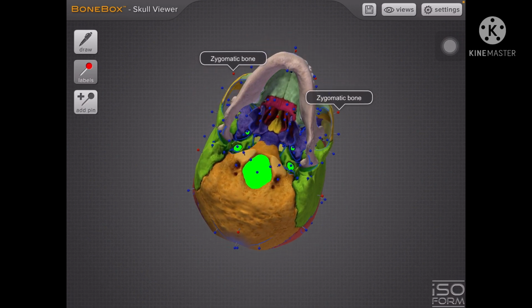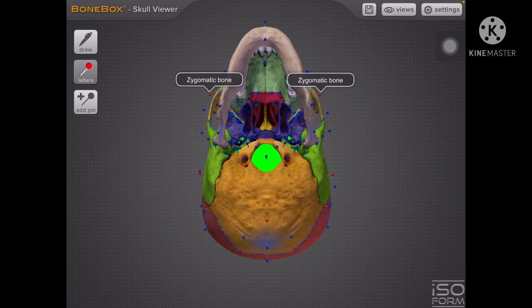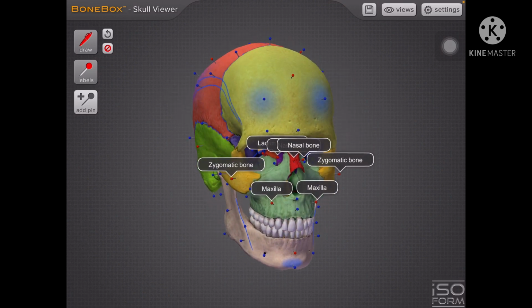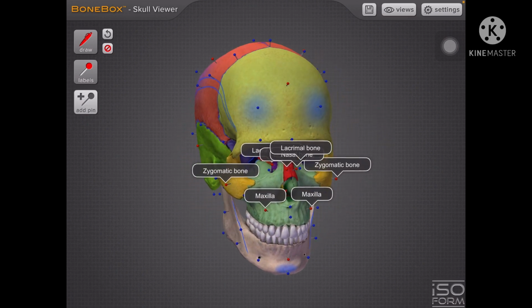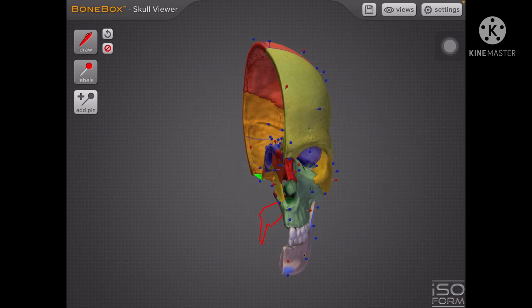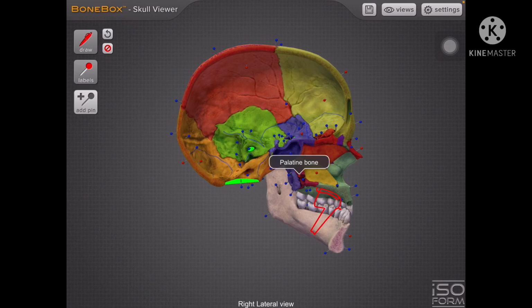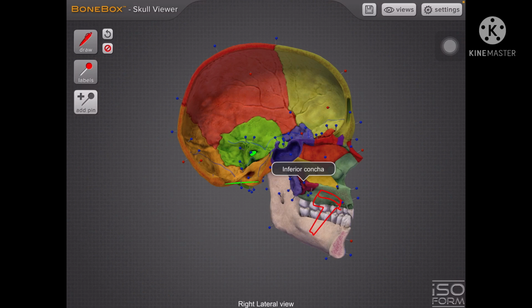And the palatine bones. Palatine bones you can see on the posterior, inferior side. You can see here, these two are your palatine bones. And next, the inferior nasal concha. The inferior nasal concha you can't see in all these views. Let's see in cross section. In the cross section of the skull we can find them. See here, you can see that these are your inferior concha. Got the difference, right?